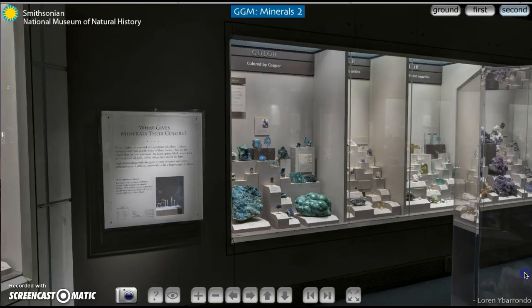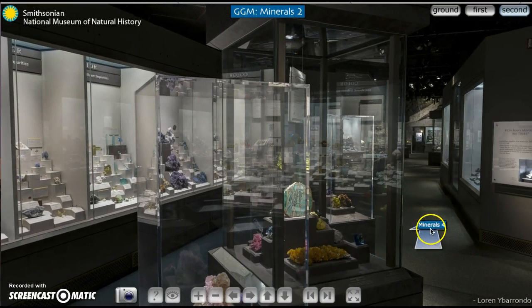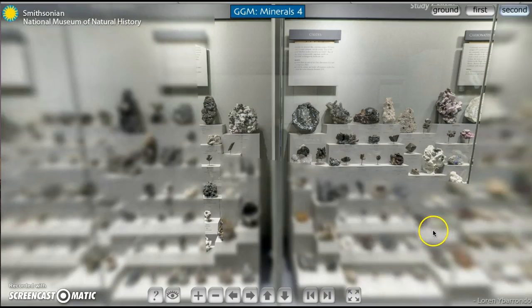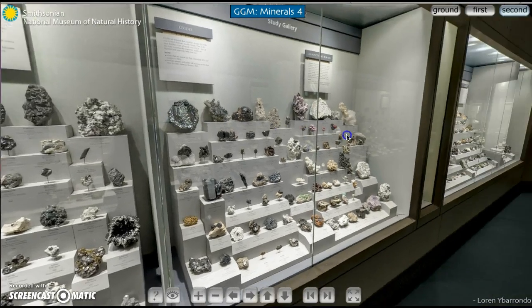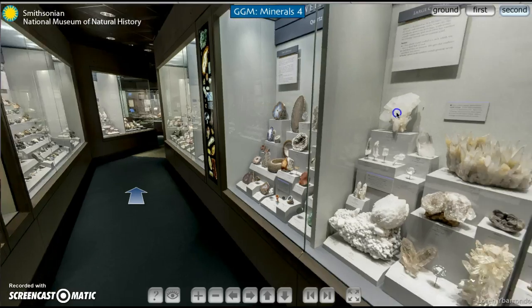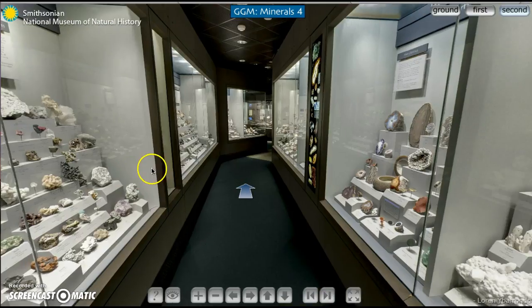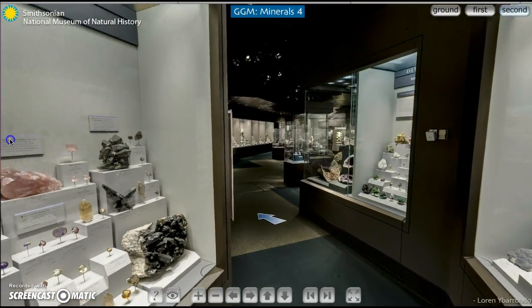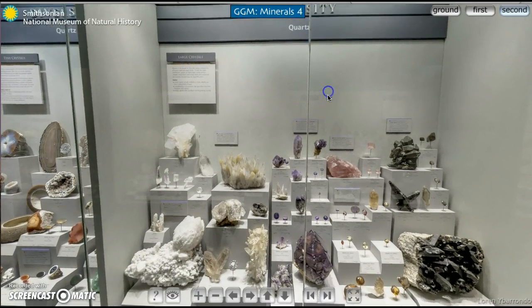Go to the next section. We're going to talk about how often substances occur in nature. For this example, I'm going to use the example of quartz. So quartz is the most commonly found mineral in the Earth's crust.